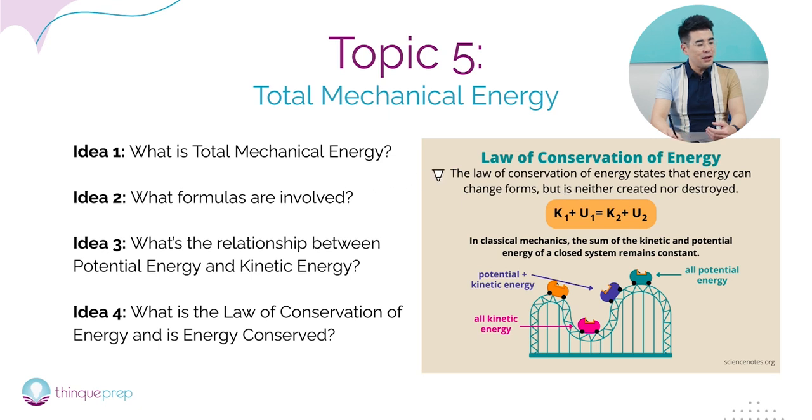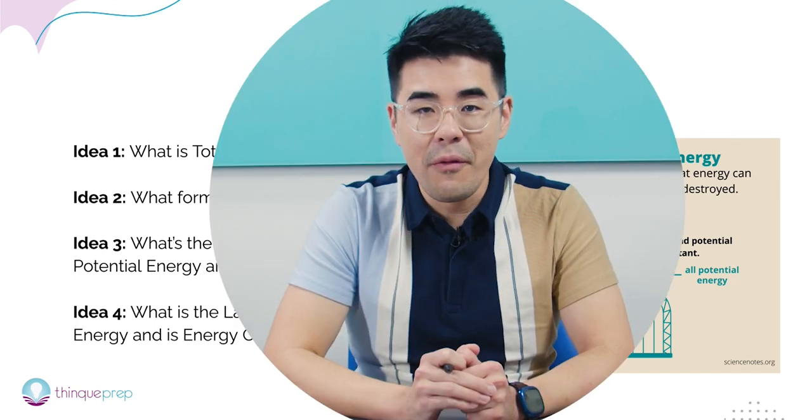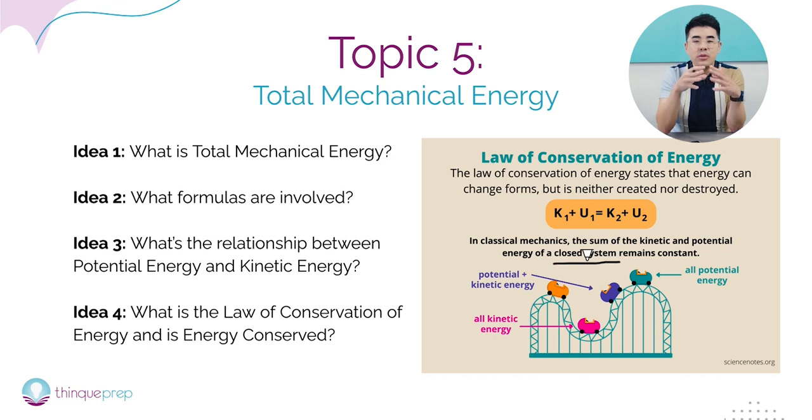So what is that saying? It says that the law of conservation of energy states that energy can change forms, but is neither created nor destroyed. In classical mechanics, the sum of the kinetic energy and potential energy of a closed system remains constant. So is energy conserved on the ACT? No. Why? Because on the ACT, they don't use closed systems. In AP Physics, for example, you'll treat the Earth as part of the system. On the ACT, the Earth isn't part of the system. And so because of that, we lose heat to different things like friction, air resistance, heat, sound. So if none of that made any sense, just remember that energy is not conserved on the ACT.